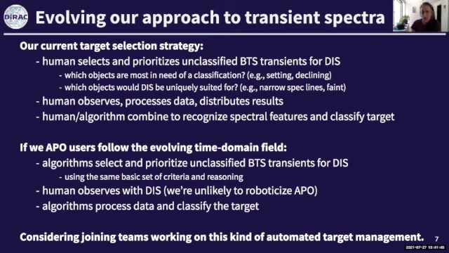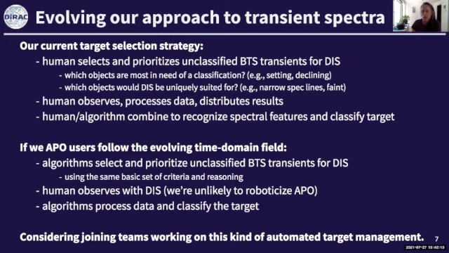So people are now developing algorithms to both select and prioritize targets for spectroscopy. So we could start doing that also for BTS, or from any survey really, and use them for DIS. Still, we'll be doing a lot of human observing with DIS because there's no plans to roboticize, obviously, and that's fine. So the human will keep observing with DIS. But then we could also be making better use of algorithms to process the data and classify our targets.